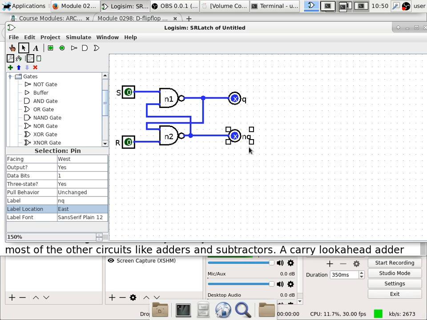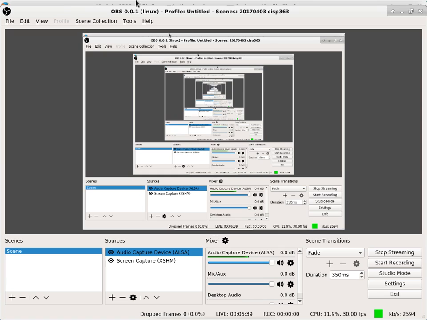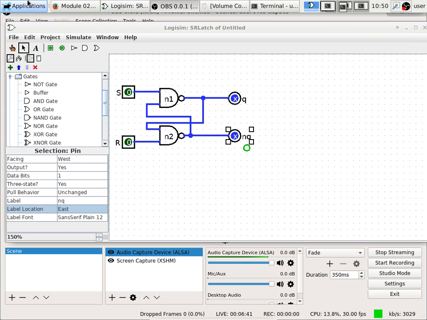Okay, so now we can try to make a truth table. So I'll switch to the document camera. Let me make it happen first.